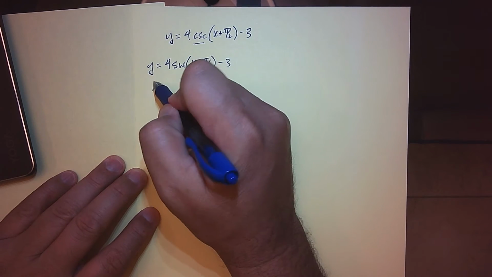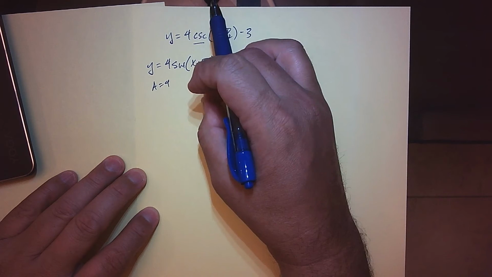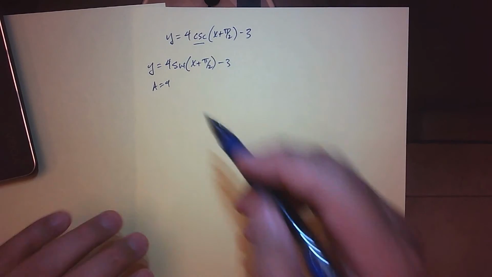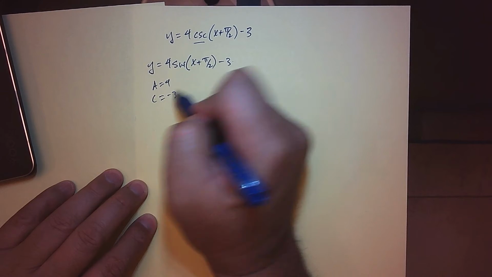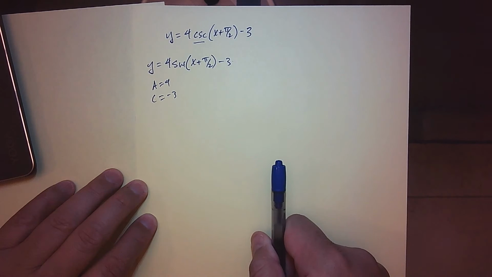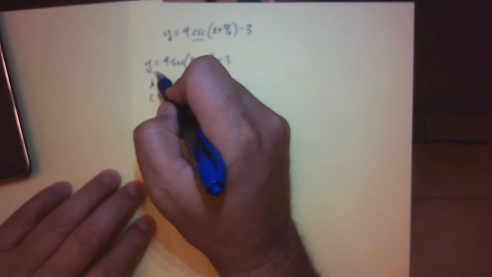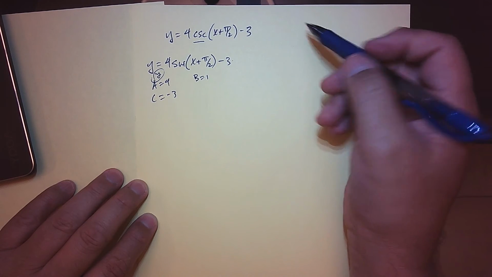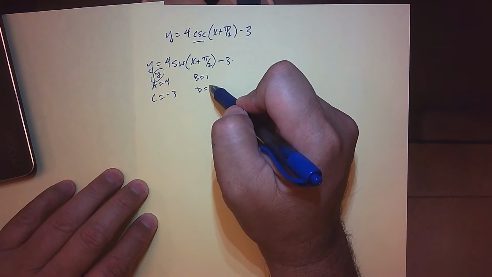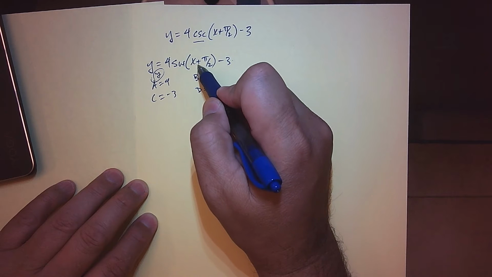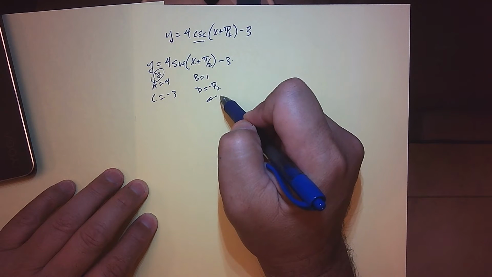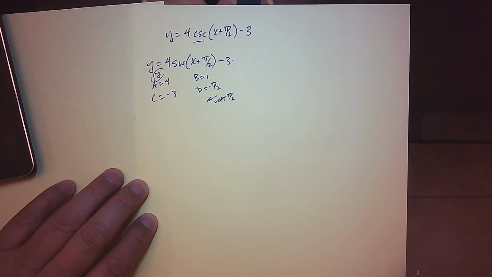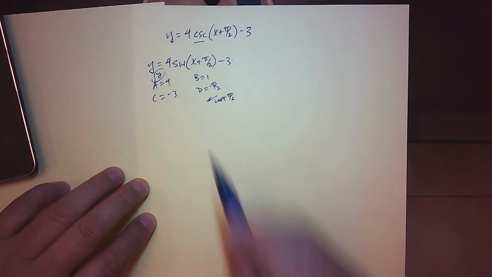So for this, we have a is 4, so there's an amplitude change, so we're stretching out vertically. And then c is equal to -3, so we're shifting the equilibrium down by 3 units. So there's the impact on y. B is equal to 1, so there's no period change. And d is actually -pi over 2. Since we're adding pi over 2, that means we're going to move to the left pi over 2 units. Okay, so there's our data that impacts x.